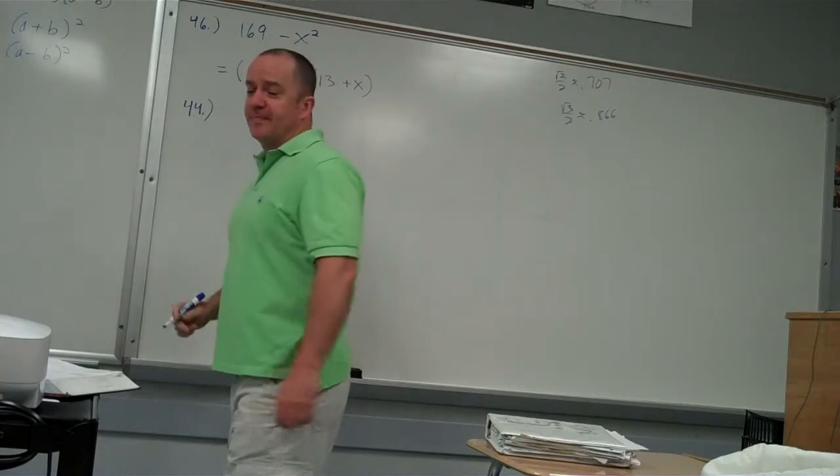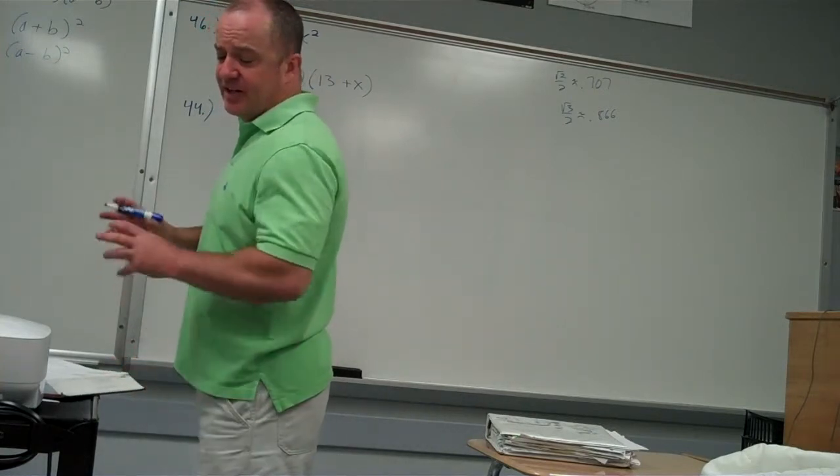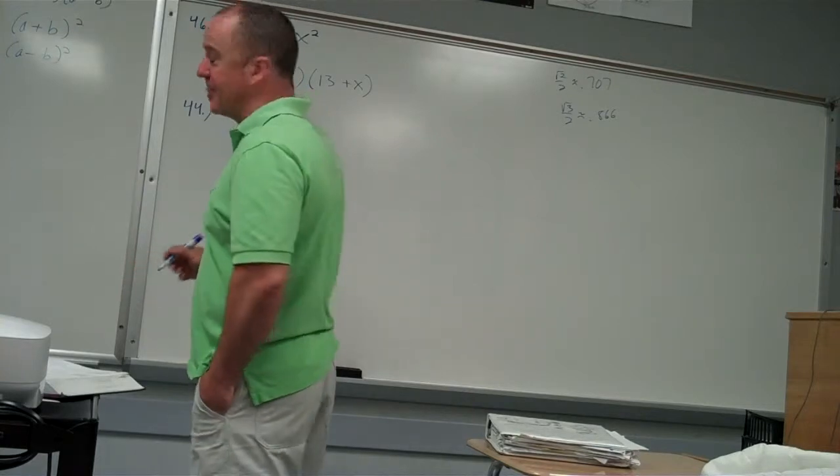Okay, 44. That's how you leave it. You're done. This is factoring. You leave it in the form of things being multiplied together. Can you write it down there?